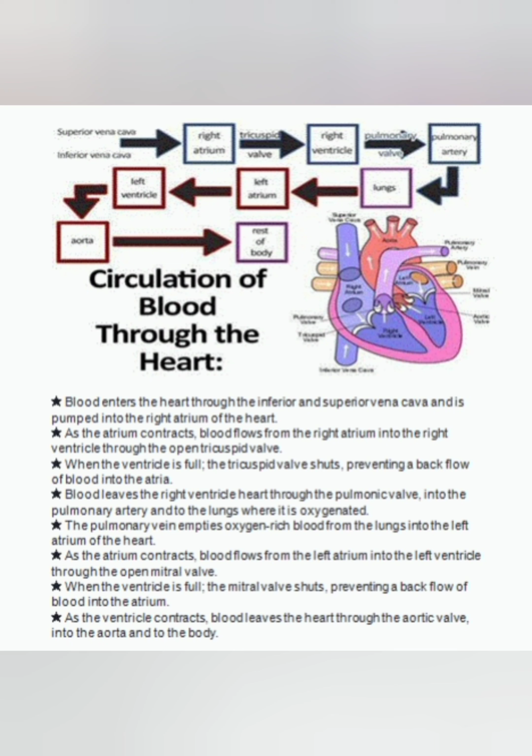As the atrium contracts, blood flows from the left atrium to the left ventricle through the opening called the mitral valve. When the ventricle is full, the mitral valve shuts, preventing backflow of blood into the atrium. As the ventricle contracts, blood leaves the heart through the aortic valve into the aorta and to the body.